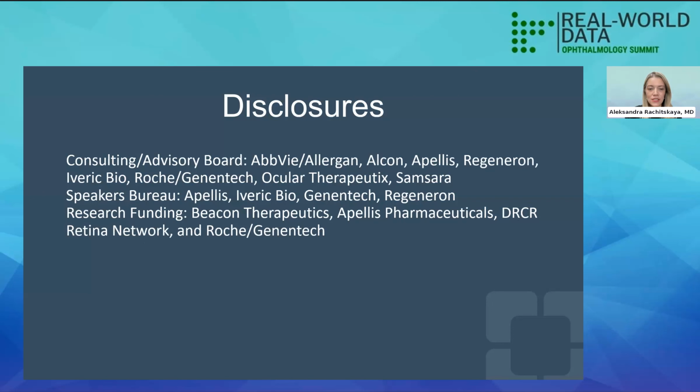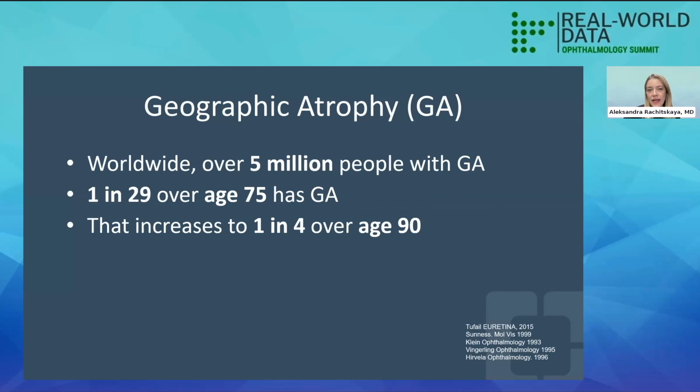So when we think about geographic atrophy, the numbers show that worldwide, it affects about 5 million patients. And as the patients age, it affects them more frequently. 1 in 29 over age of 75 is reported to have geographic atrophy, and that increases to 1 in 4 as we go over age 90.